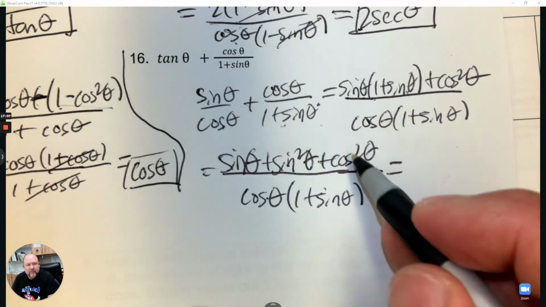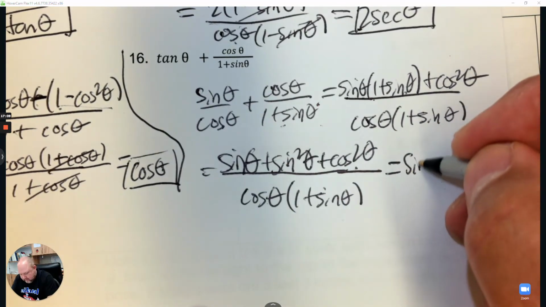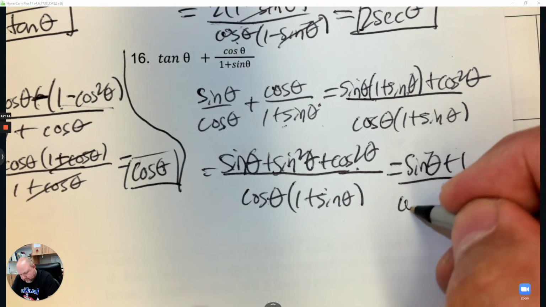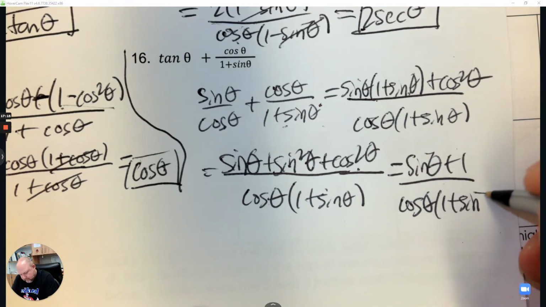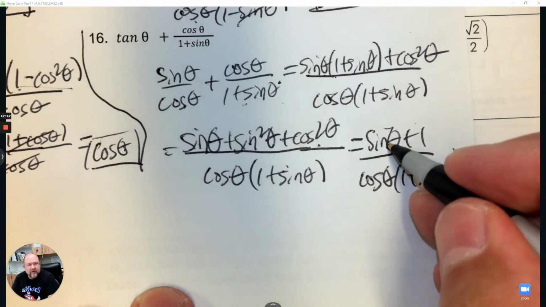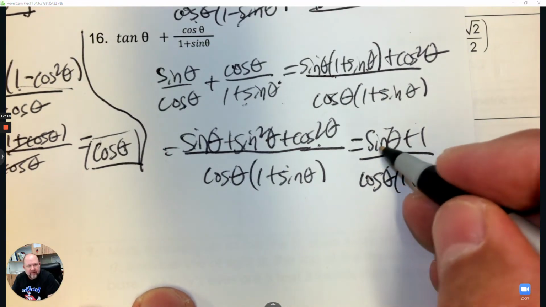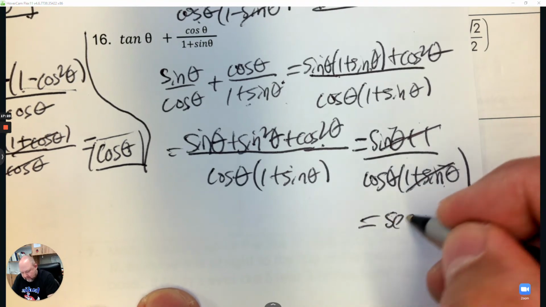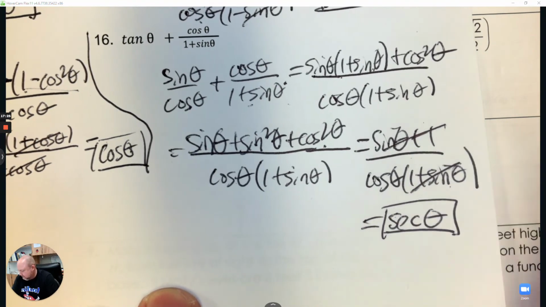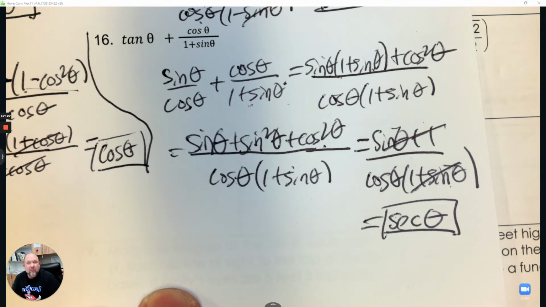So sine squared plus cosine squared is just 1. Notice sine theta plus 1 and 1 plus sine theta, they're exactly the same. No fractions, 1 over cosine, and the answer is secant. All right, 1 left, number 17.